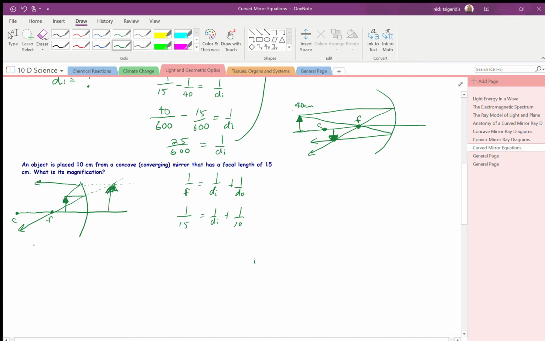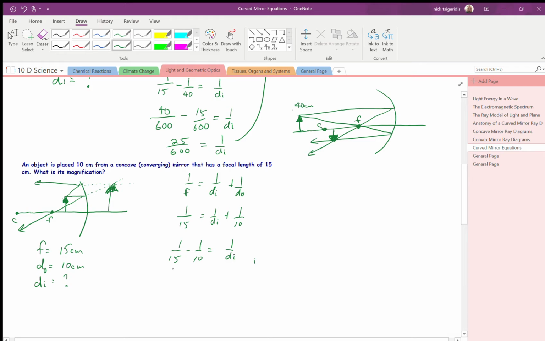Remember, those are the values that I had. So my focal length here was 15 centimeters, and my object distance was 10 centimeters. And I'm looking for DI again, so that's my question mark. So I'm going to do the same process. So I'm going to do 1 over 15 minus 1 over 10 is equal to 1 over DI.